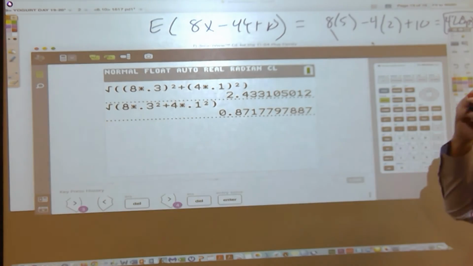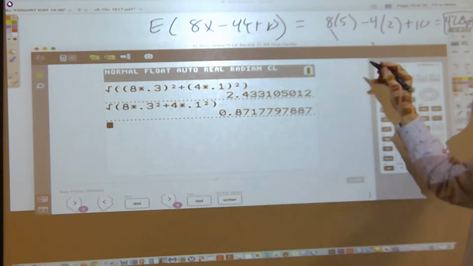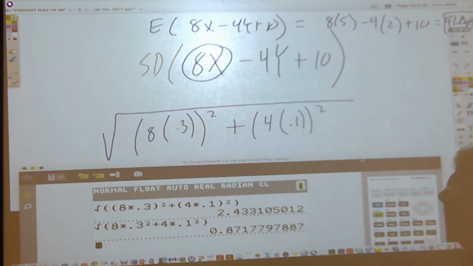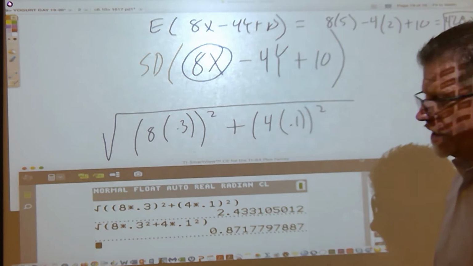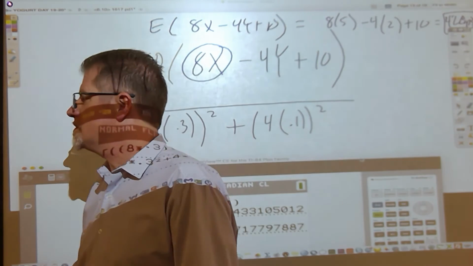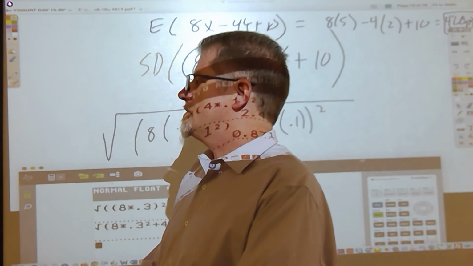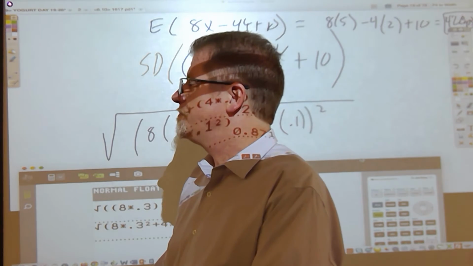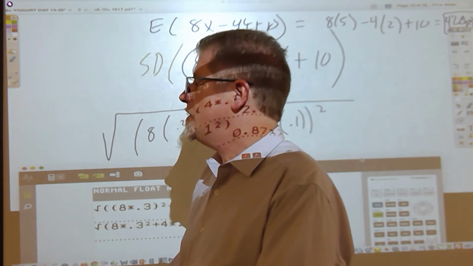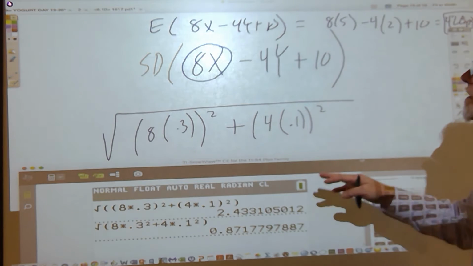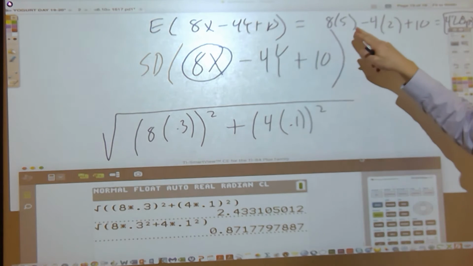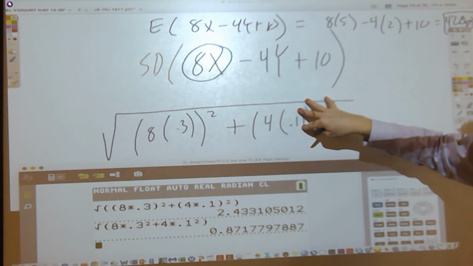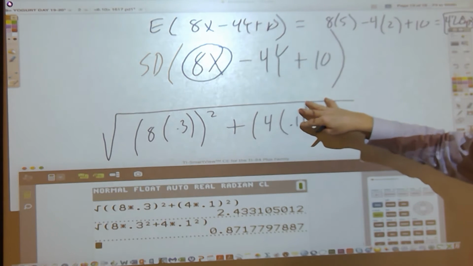What does the expected value have to do with standard deviation? Where do you plug that in? Okay, so I hear your question. The question is, where do we use the calculation of the mean, which is 5 for x, 2 for y, when we're calculating the standard deviation? The answer is we don't use it.